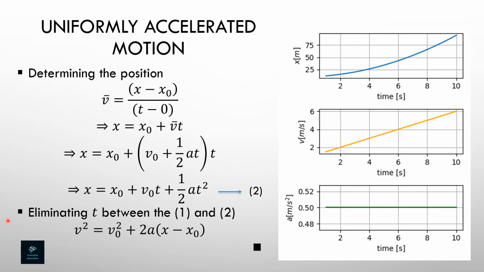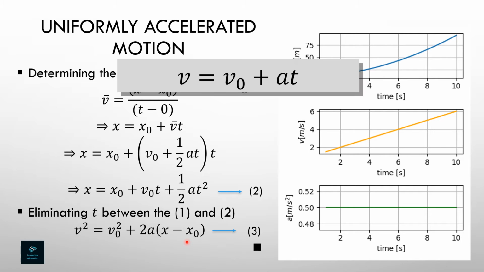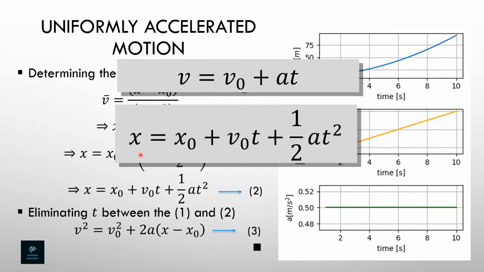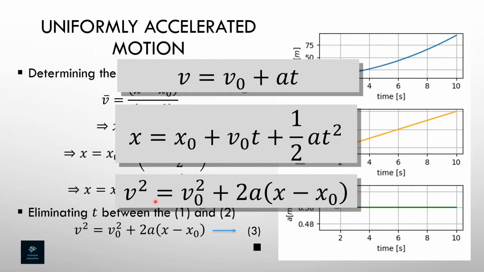Eliminating t between equations 1 and 2, we get v squared equals v0 squared plus 2a(x minus x0). This is the third basic equation in the uniformly accelerated case. So we have derived three equations for the uniformly accelerated case: v equals v0 plus at, x equals x0 plus v0 t plus half at squared, and v squared equals v0 squared plus 2a(x minus x0). These three equations can be used to solve any problem for the uniformly accelerated case.